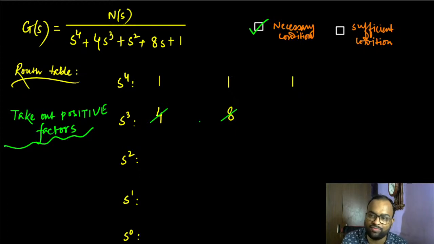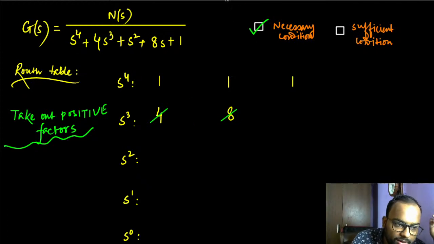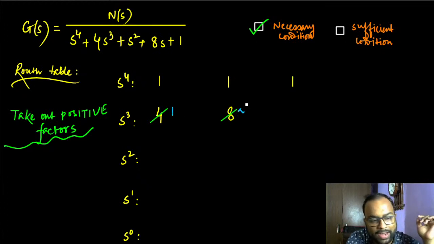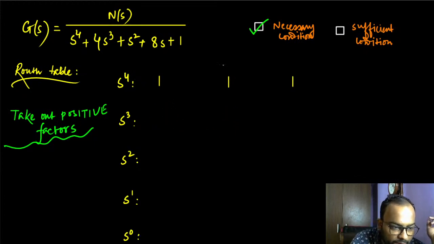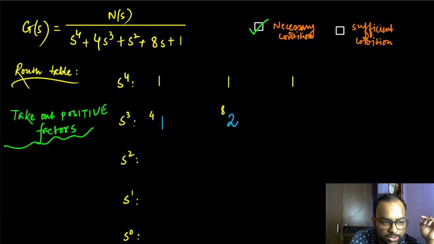And why take out positive factors? Because if we take out negative factors, then what happens is that it changes the sign, right? I don't want that. So this becomes 1 and this becomes 2. So right off the bat, we actually modify the Routh table. So instead of writing 4 and 8, we actually write 1 and 2. We actually don't write that 4 and 8.